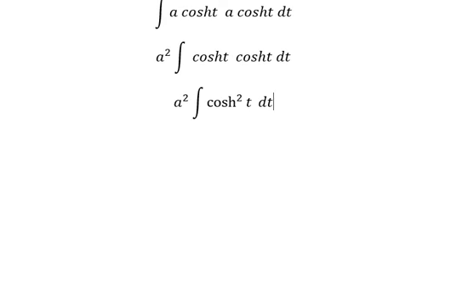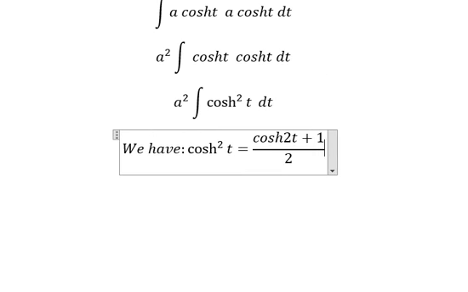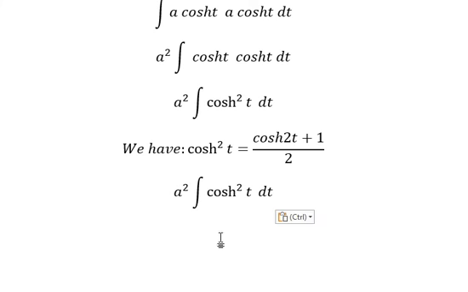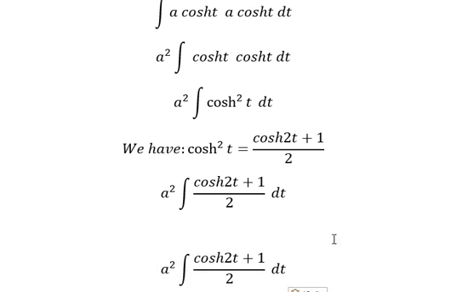Now we have the formula in here. Cosh t square equals to cosh 2t plus 1 over 2. Now we need to change this one into this one. Next, I will put number 2 go outside.